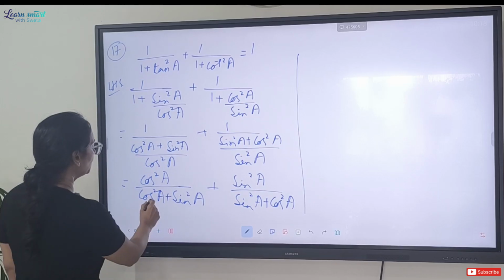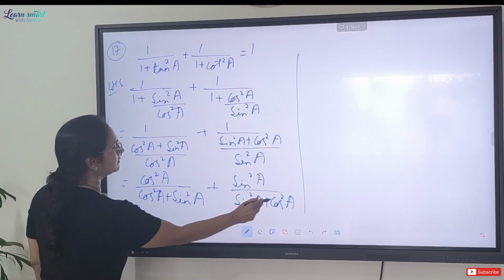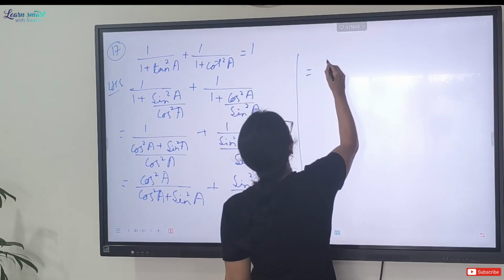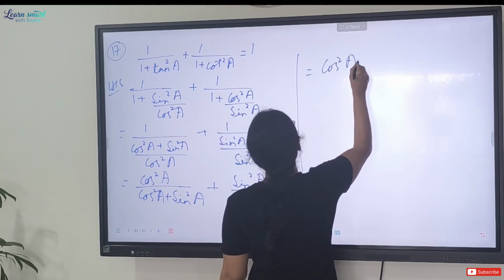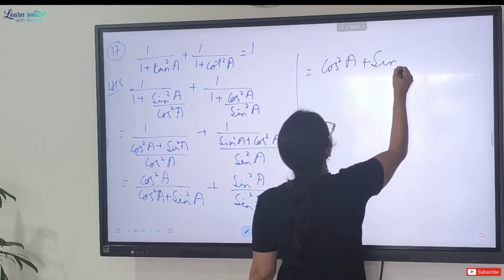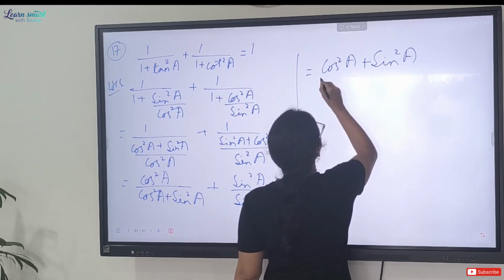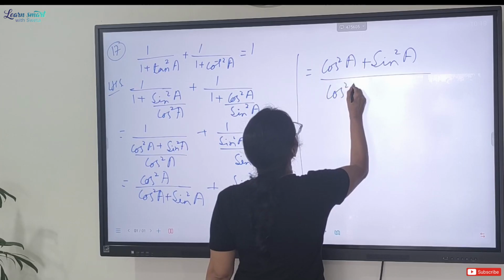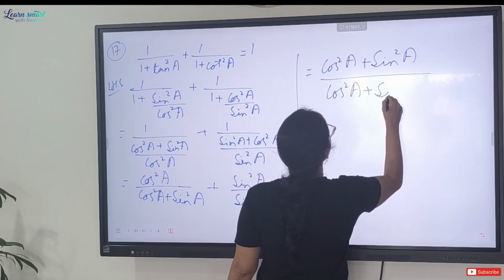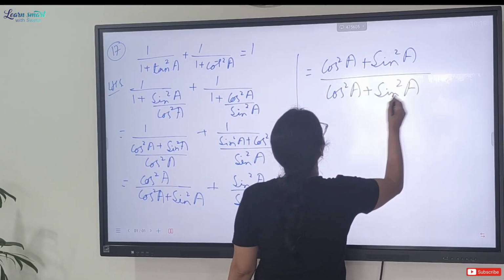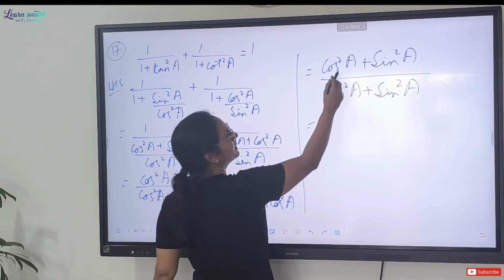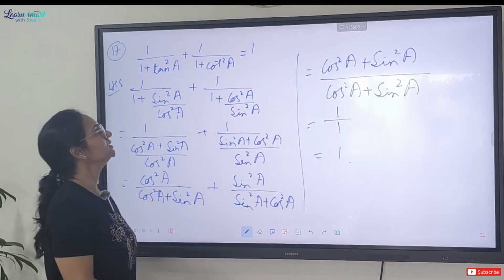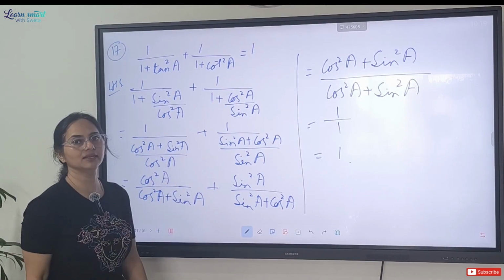Now both are sin square A plus cos square A, here also sin square A plus cos square A. So we will write it as cos square A plus sin square A. Numerator we are writing together because the denominator is same, cos square A plus sin square A. And we know that sin square A plus cos square A is 1. So we are getting 1 upon 1, which means we are getting 1. So we are done with question number 17.